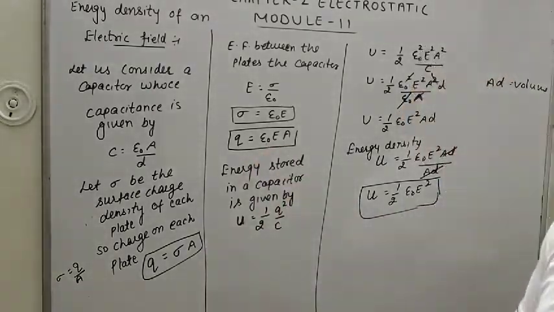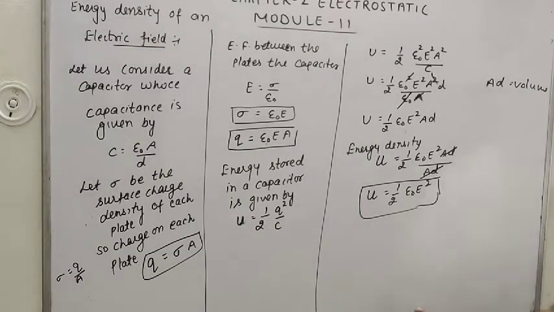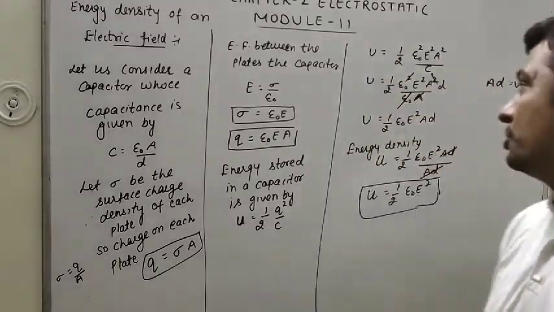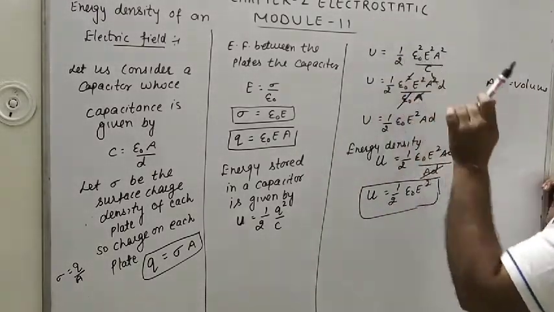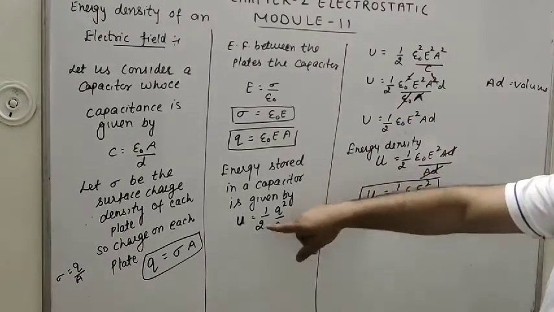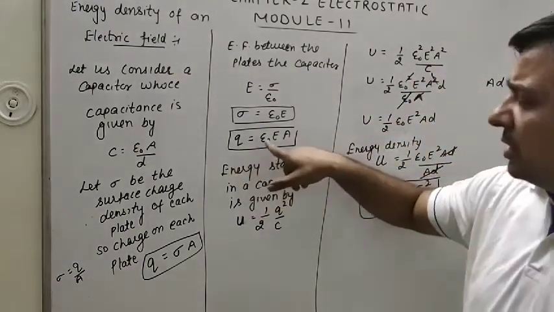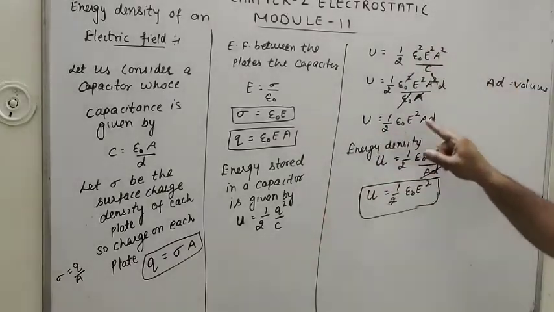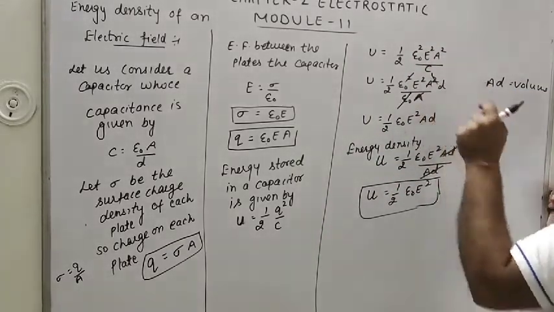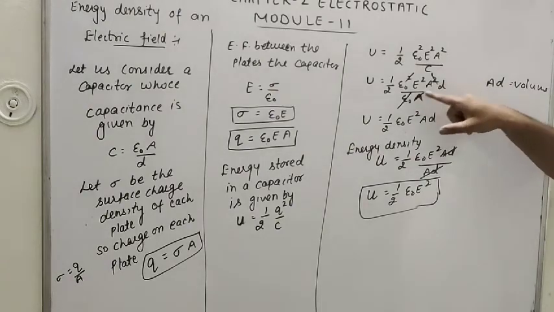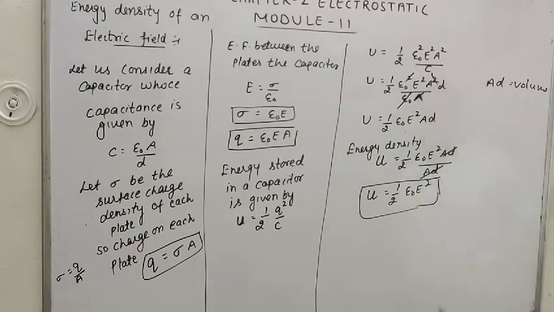Now energy stored in a capacitor is given by half Q square by C or half CV square, but there is no potential, so we will not use it. Now U is equal to half. Putting the value of Q, Q square is epsilon naught EA whole square, upon C. Putting the value of C, epsilon naught A upon D, this becomes area into distance. You can say this is the volume. So energy density becomes half epsilon naught E square. This is the energy density.